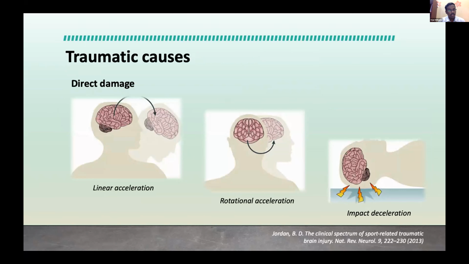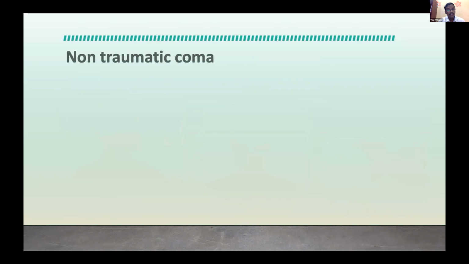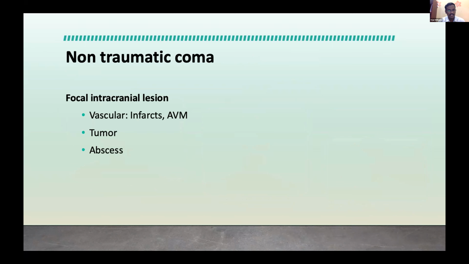In traumatic brain injury, the major event which causes damage and triggers everything is the direct injury, which may be an acceleration or a deceleration injury, commonly occurring during a road traffic accident or during non-accidental trauma as well. In non-traumatic coma, the usual causes can be classified as focal intracranial lesions, which may include vascular lesions like an infarct, bleed, or malformations, or a tumor or abscesses. Sometimes CSF overproduction or obstruction can lead to hydrocephalus, leading to raised ICP.